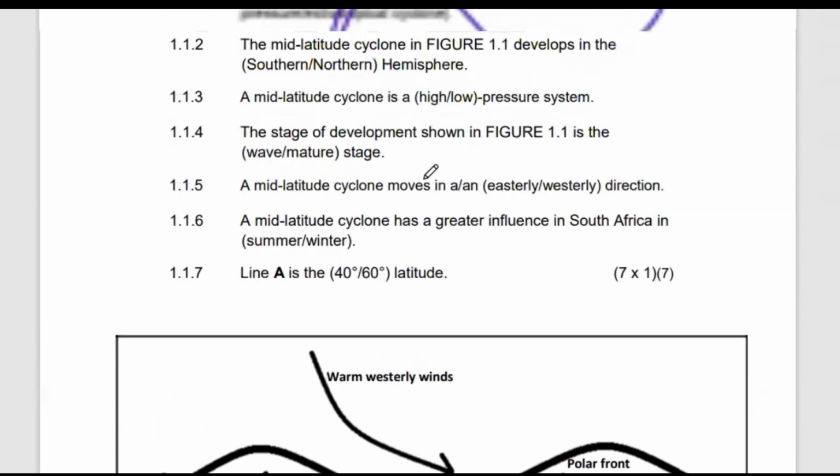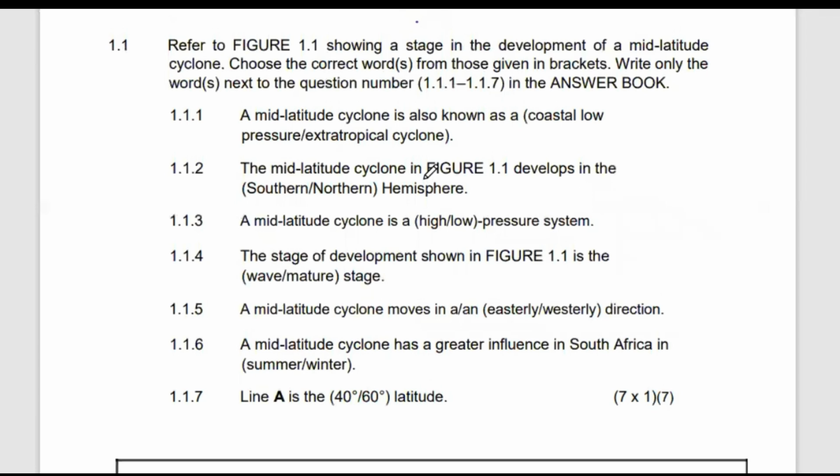Therefore, we go back to the question and we look. It says a mid-latitude cyclone is also known as a coastal low or extratropical cyclone. And for our answer, it's going to be the extratropical cyclone. Reason being, it cannot be a coastal low because we all know that coastal lows, as I indicate here, are low pressure systems that develop along the coast and move from the west to the east along the coast. So this will be a coastal low. For our answer, it's supposed to be the extratropical cyclone. That is for question 1.1.1.